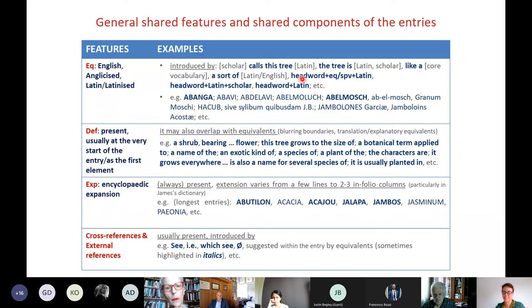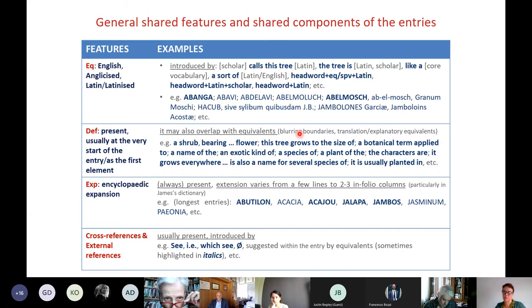So examples of this kind taken from Abanga and Abel Mosh, I mean the structures. Definition is present, usually at the very start of the entry as the first element, but it may also overlap with equivalents. So equivalents are used to define, to provide, to balance these difficult technical new denominations.